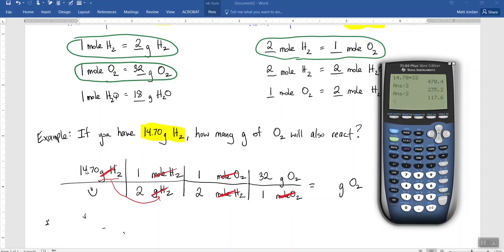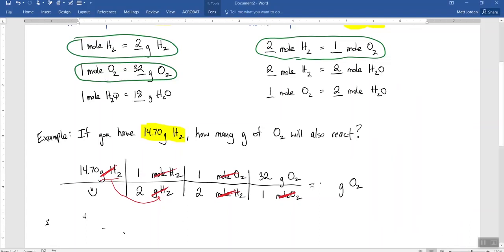If I look over here, I need to now consider significant figures. There are 4 significant figures in this value, and there should be 4 significant figures in this value. Well, we're only getting 4 here, so we're just going to write the whole thing down. So your answer should be 117.6 grams of O2.